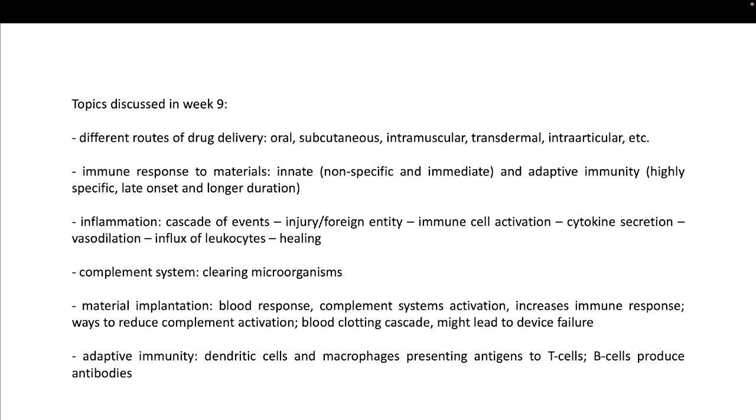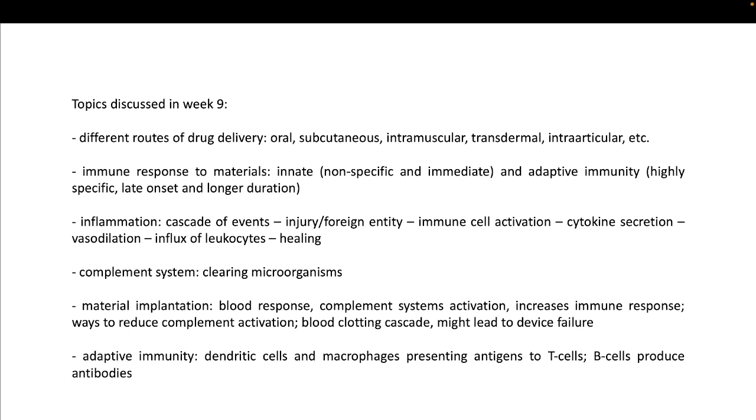So if this happens, this might lead to a failure of the treatment, and it might also lead to a severe immune reaction, wherein you have to clear whatever implant you have injected so that it does not get any further. So this was also discussed, and then we also discussed some of the ways of how you can reduce this immune reaction.